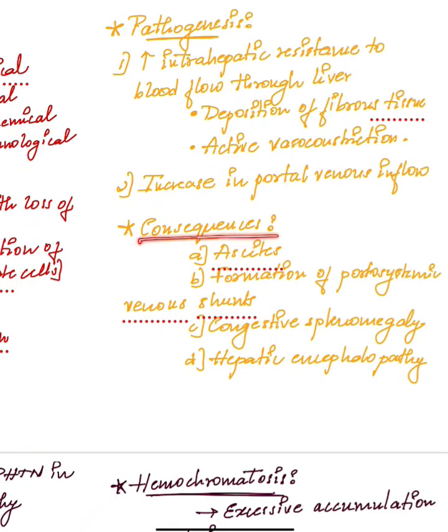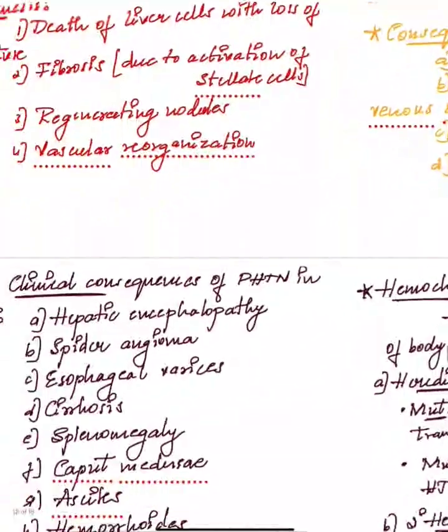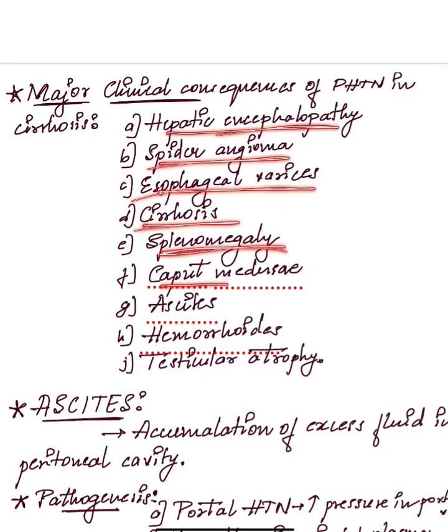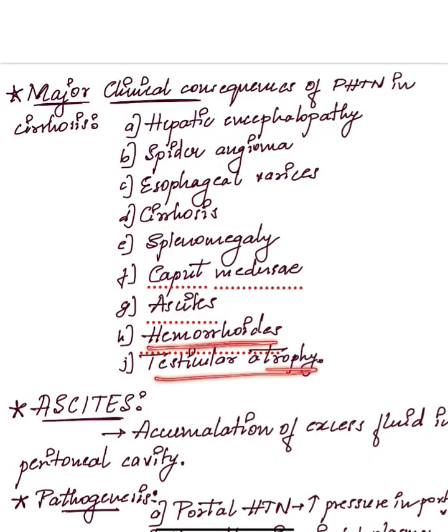What are the consequences of this disorder? It may lead to ascites, formation of portosystemic venous shunts, congestive splenomegaly, and hepatic encephalopathy. Major clinical consequences may be hepatic encephalopathy, spider angioma, esophageal varices, cirrhosis, splenomegaly, caput medusae, ascites, hemorrhoids, and testicular atrophy. These are the main clinical consequences of portal hypertension.